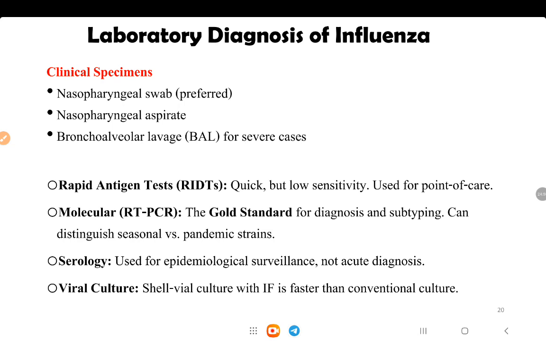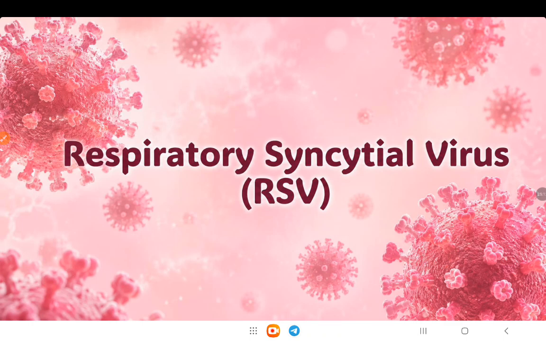For viral culture, we can use shell vial culture with immunofluorescence, a technique that is faster than conventional culture, but it still requires specialized laboratories. For that, it is very difficult to use for diagnosis. Therefore, viral culture is used only for research, not for diagnosis of the patient.